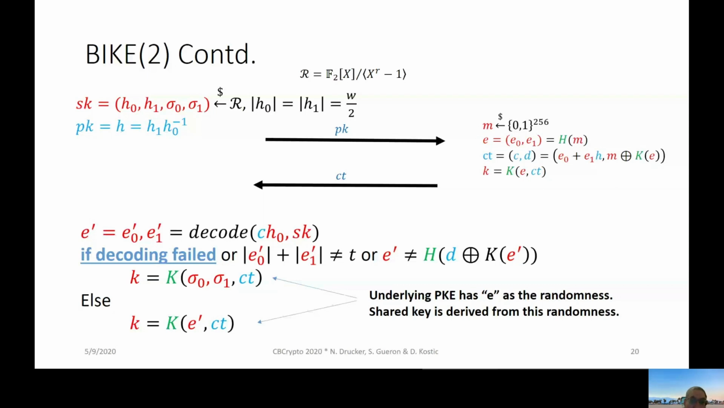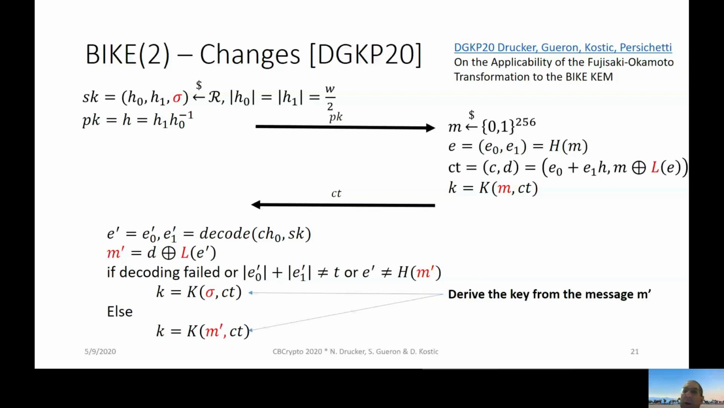So in a new paper, by Drucker, myself, Kostic, and Eduardo Persichetti, on the applicability of the Fujisaki-Okamoto transform for the BIKE KEMs, we made a small fix. The small fix is to get almost the same flow, but a slightly different definition where we derive the shared key from the message. Before, it was derived from the errors, which were the randomness, and now it is derived from the message.